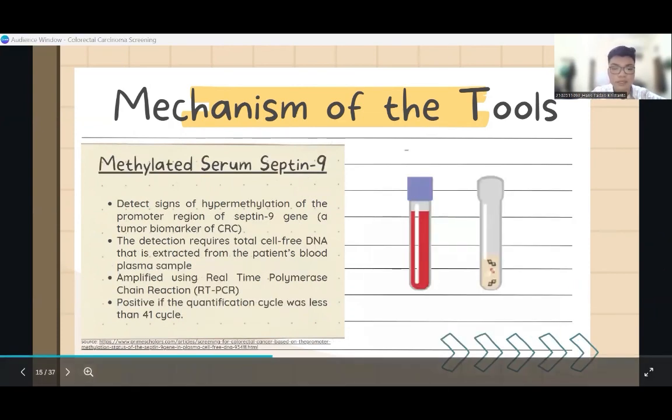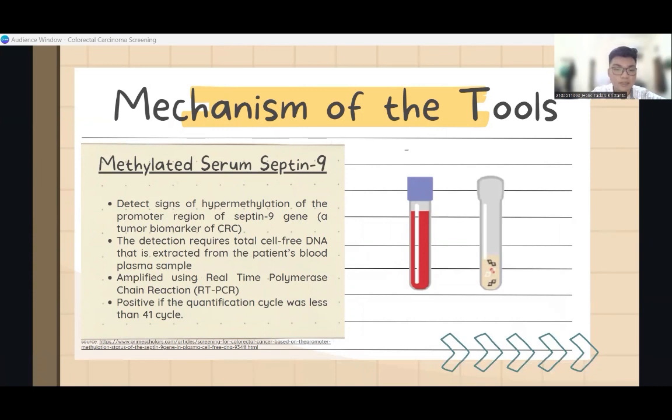The next one is methylated serum septin-9. The methylated serum septin-9 is used to detect signs of hypermethylation of the promoter region of the septin-9 gene. This detection requires total cell-free DNA that is extracted from the patient's plasma sample using a plasma processing kit, incubated with bisulfite, and amplified with real-time polymerase chain reaction, of which the result will be interpreted as positive if the quantification cycle was less than 41 cycles.